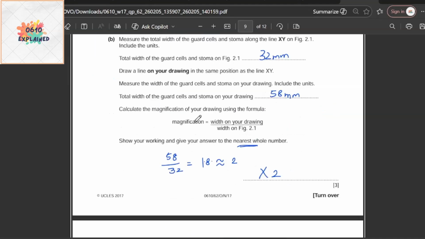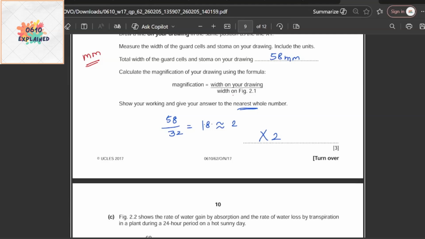Okay, and then measure the width of the guard cells and the stoma in your drawing. Always remember, for the measurements, you will always use millimeters for this particular kind of question. So millimeter is what we are going to write. So the total width of the guard cell and stoma in your drawing is 58 millimeters. We have been provided the formula for magnification, which is width of the drawing upon the width of the image. So we just have to substitute our values, that is 58 upon 32, which is approximately 1.8.